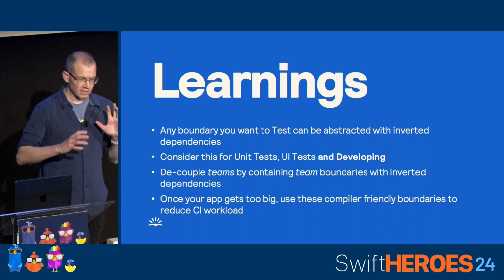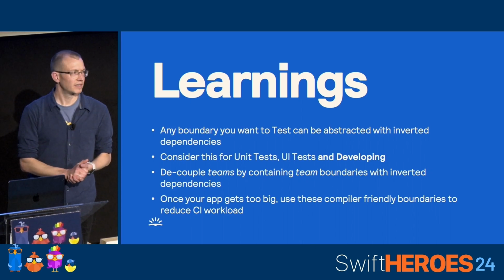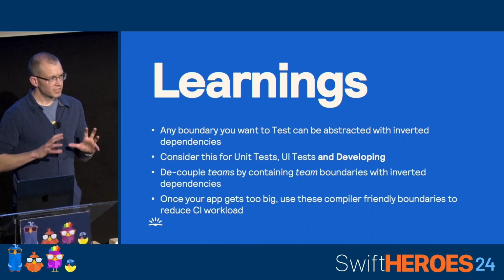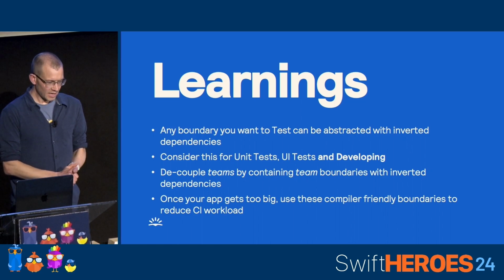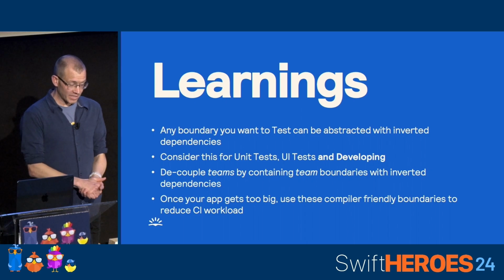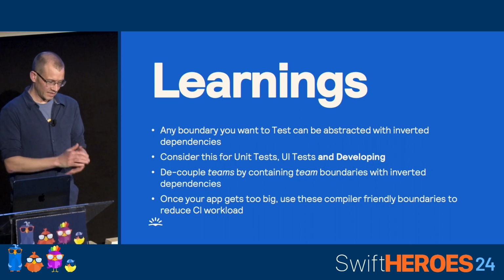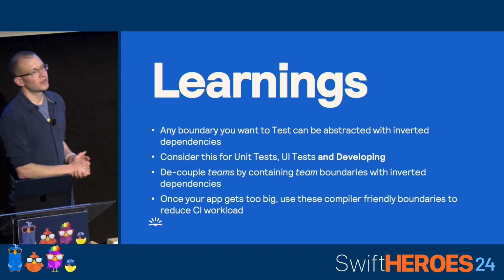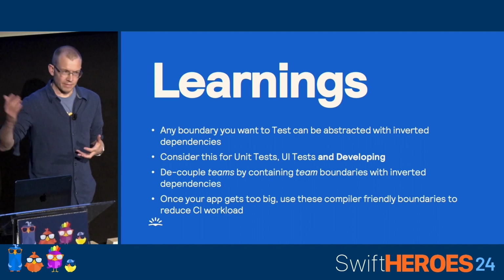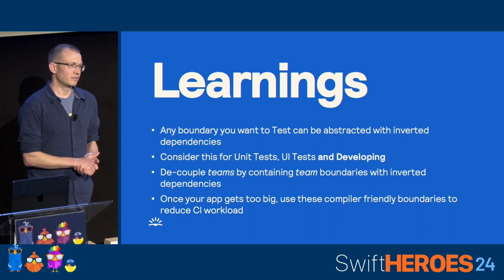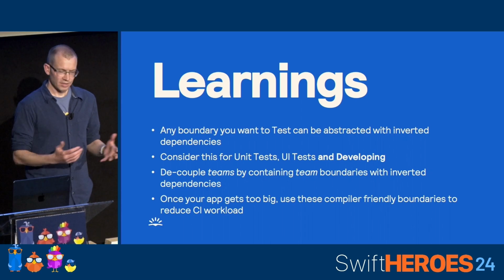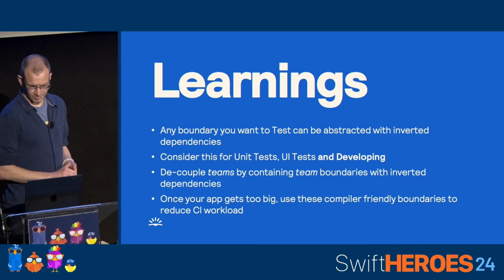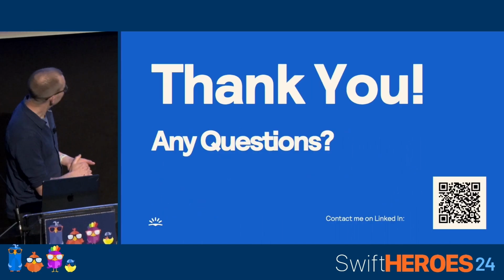The other thing is around decoupling teams themselves, right? It's very important and very valuable to be able to decouple teams so that there's a good separation of concern between teams. And once your app gets too big, then these compiler-friendly boundaries, as I've called them here, these ways of separating your code, use them on CI as well, because that will reduce your costs, that will reduce your time. You'll have a much smoother CI process. And that's it. Thank you very much.